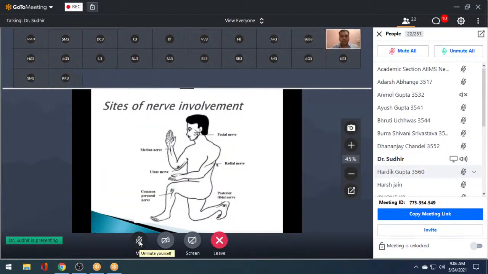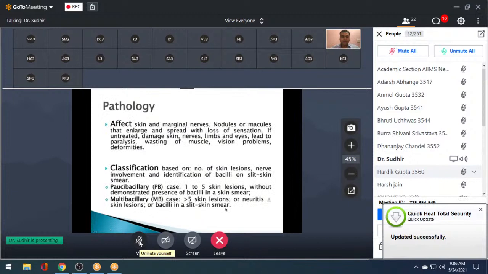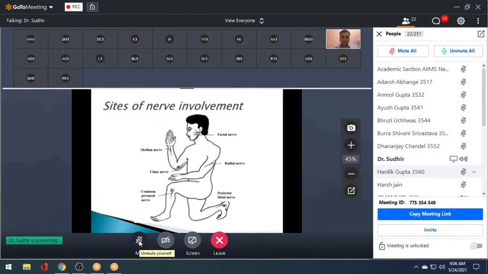As you know, it involves the peripheral nerves. What are the nerves commonly involved? These are the facial nerves, median nerves, ulnar nerve, radial nerve, common peroneal nerves, and posterior tibial nerves. And it not only affects these nerves, it also leads to certain deformities.